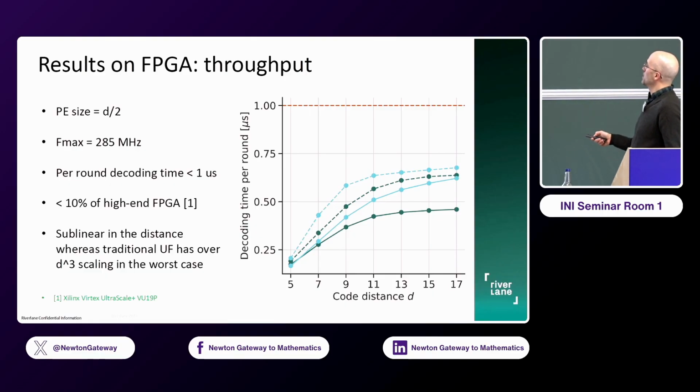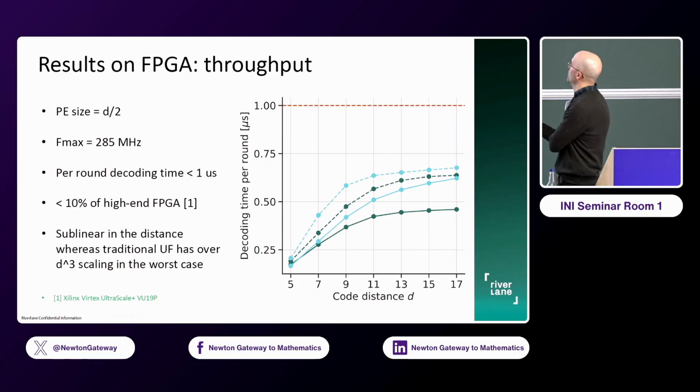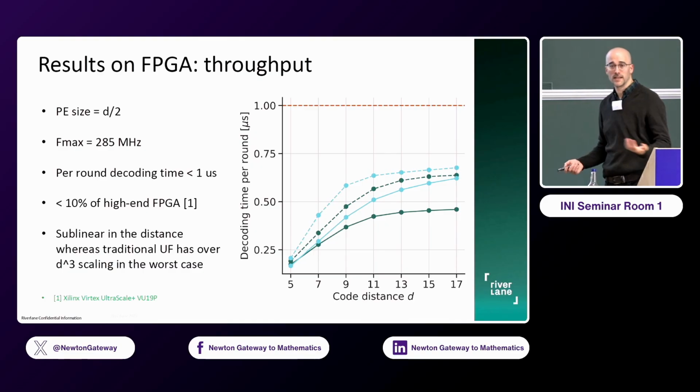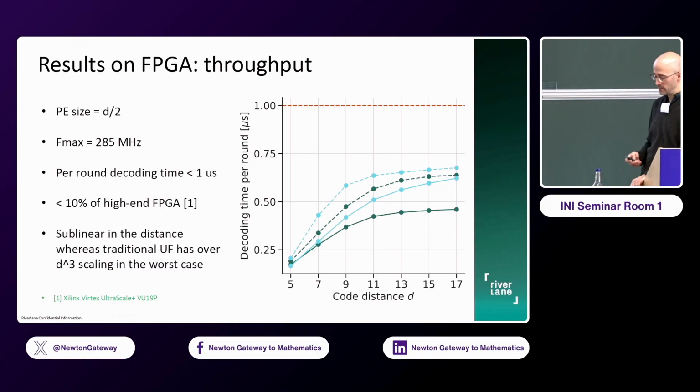And one thing that you can see here from our implementation is that for all our decoders, leakage aware or not leakage aware, and all our noise models, we remain comfortably below this threshold, so we are indeed fast enough. We have the right throughput to do quantum error correction in real time.